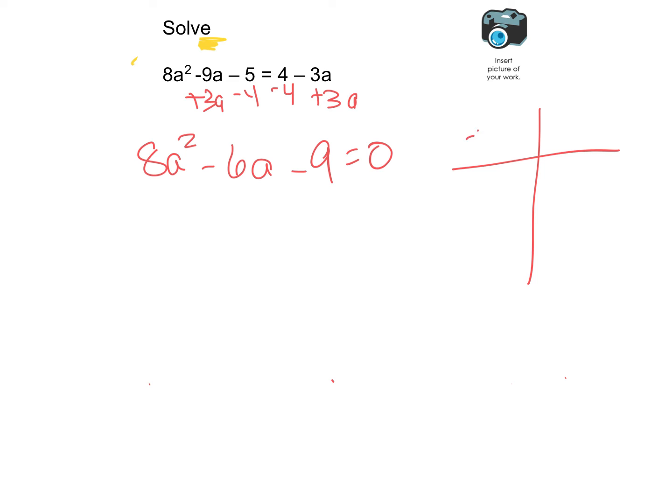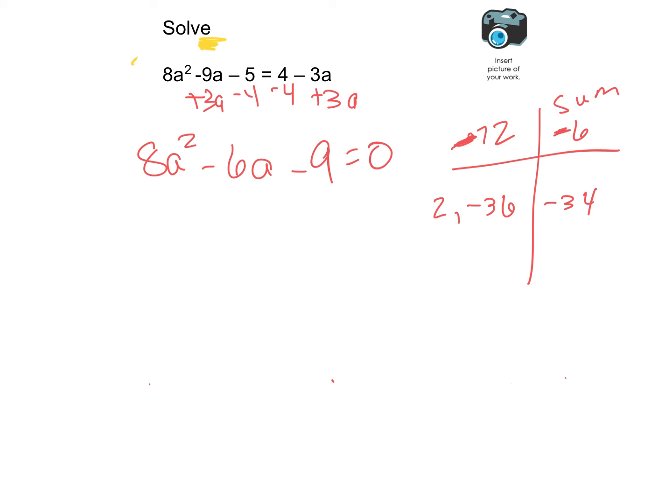-8 times 9 is -72. Their sum has to be -6. So because this is a negative, one has to be positive, one has to be negative. And because their sum is a negative, I know the larger number is my negative. So I'm going to start with, well, I'm not going to do 8 times -9 because I know that's -3, which is not what I'm looking for. So I'm going to try 2 and -36, which is -34.